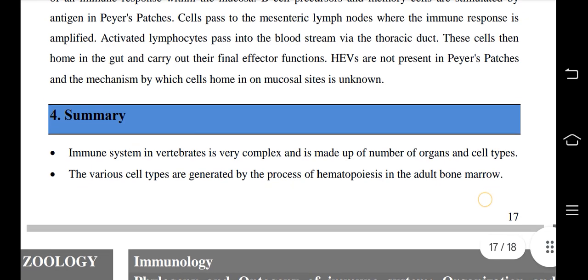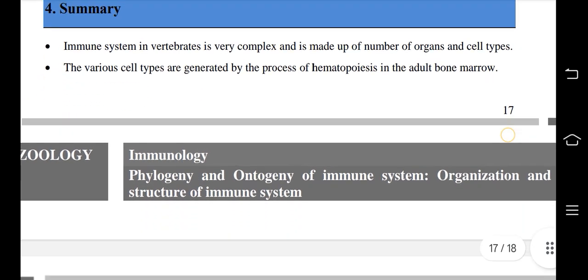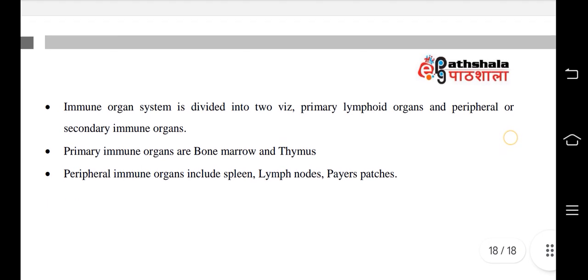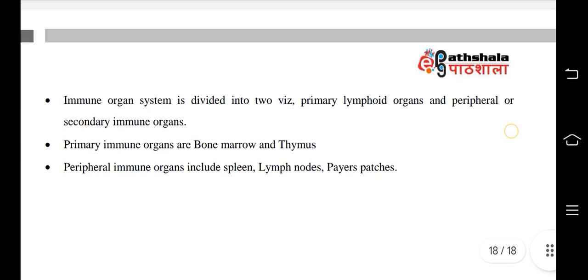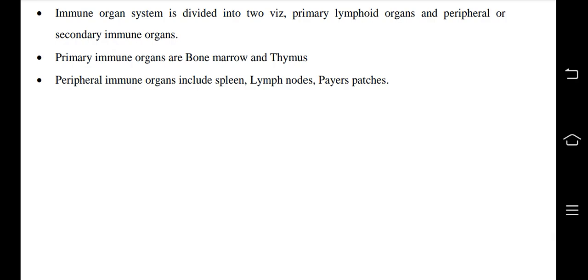Now let's have a quick summary. The immune system in vertebrates is very complex and made up of a number of organs and cell types. The various cell types are generated by hematopoiesis in the adult bone marrow. The immune organ system is divided into two: primary lymphoid organs and peripheral or secondary lymphoid organs. Primary immune organs are the bone marrow and thymus. Peripheral immune organs include the spleen, lymph nodes, and Peyer's patches.